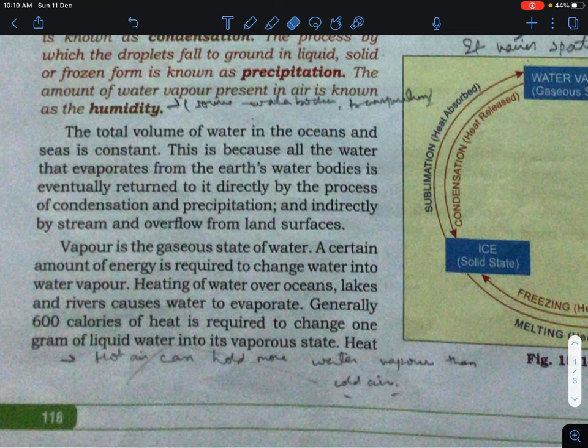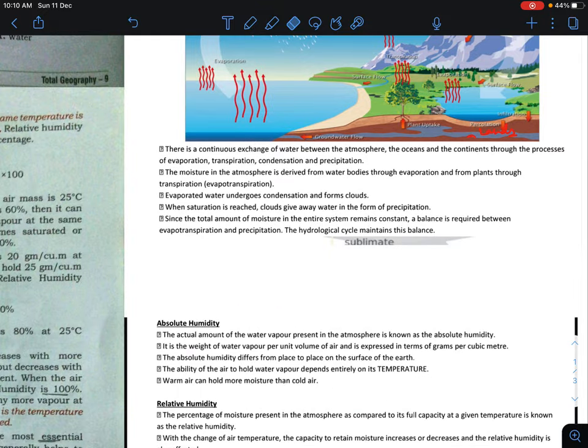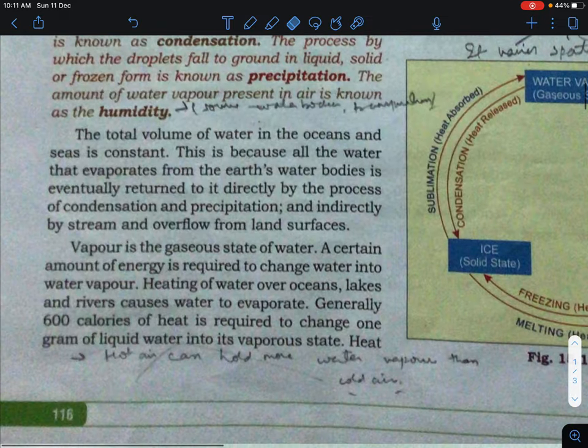The next topic is that the total volume of water in the ocean and the sea is constant. It is obvious that the total amount of water present in the oceans, the continents and the atmosphere is constant. This is because all the water that evaporates from the earth's surface bodies is eventually returned to it directly through condensation and precipitation, and indirectly by streams and overflows from the land surface. This is the hydrological cycle.